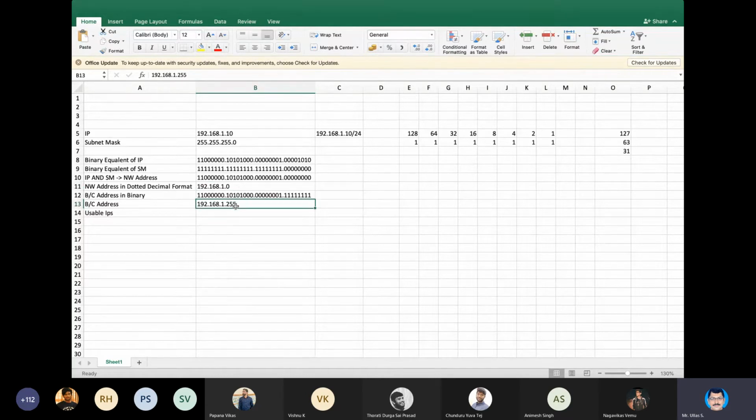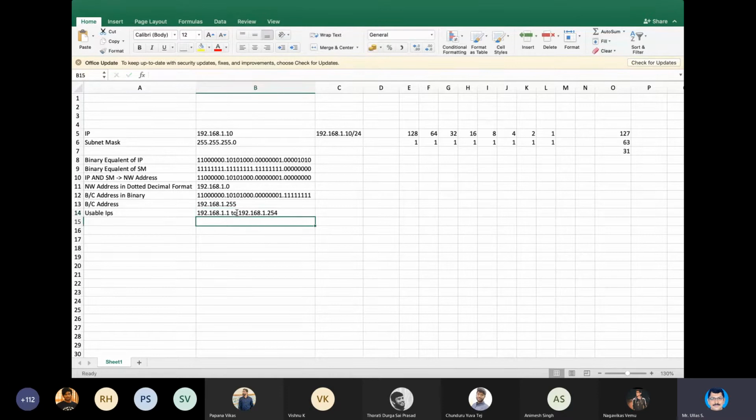In between this, what all are there? I can use it. This two I cannot use it. Okay. So the usable IP addresses are from 192.168.1.1 to 192.168.1.254. Okay.